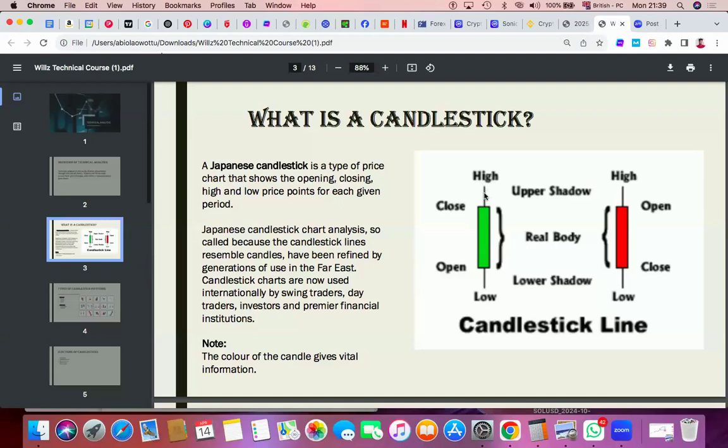Which is also this, and then we have the close here, and we have the body of the candle, the real body. So also the bearish candle has its open on the top, and it has the close here beneath.